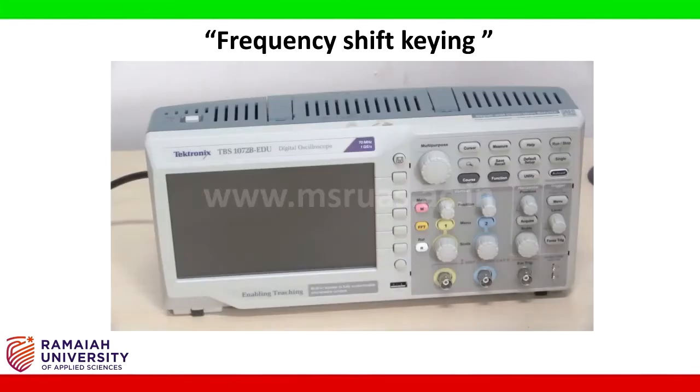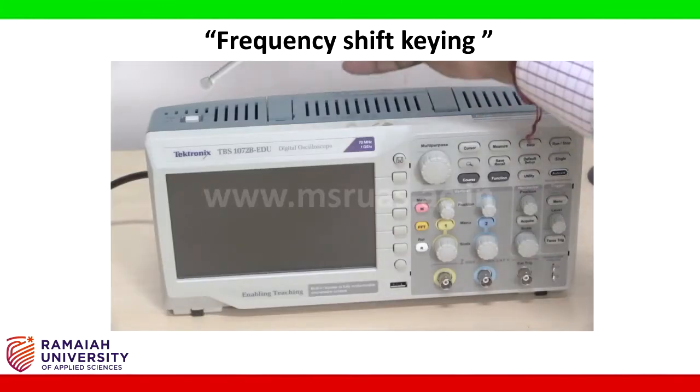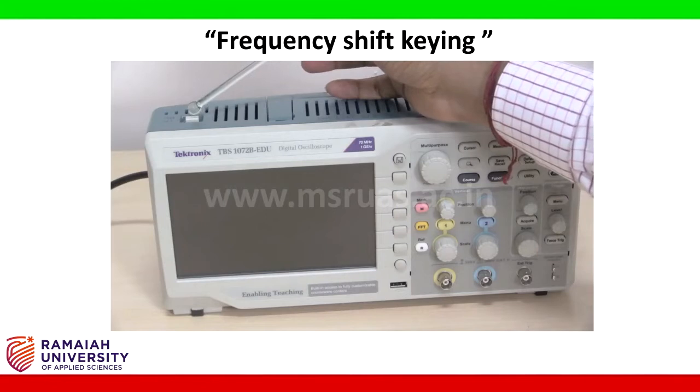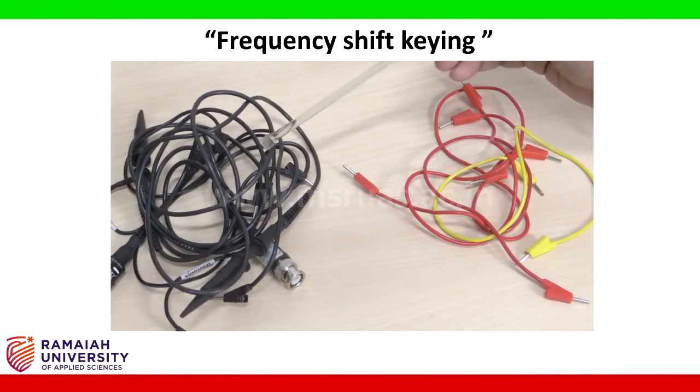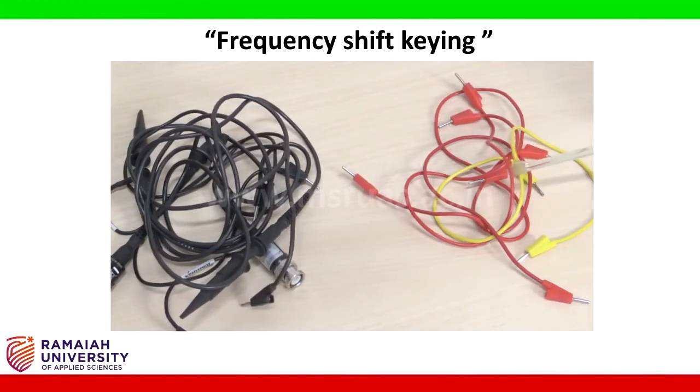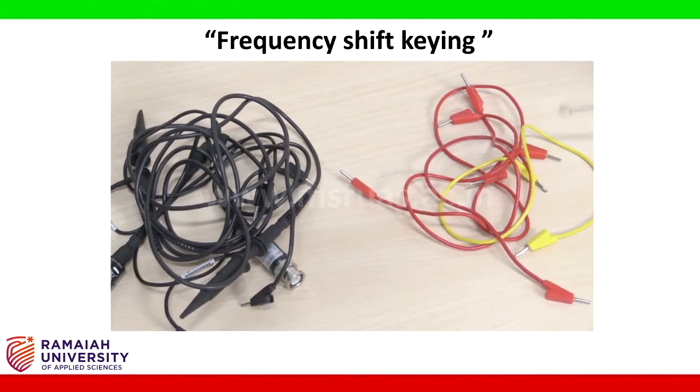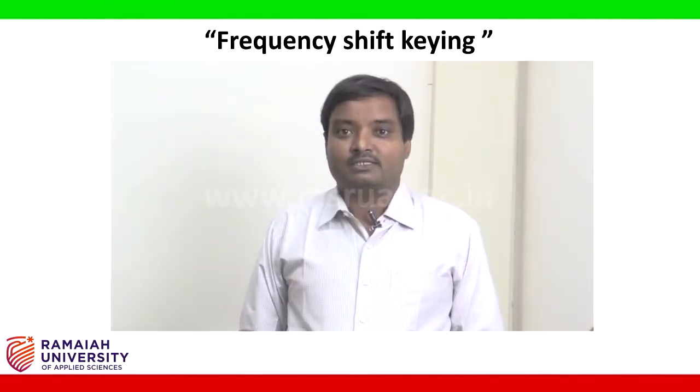This is the digital oscilloscope. The main power switch of this digital oscilloscope is this one, and this is a two channel oscilloscope, channel 1 and channel 2. These are the magnitude adjusting knobs and these are the horizontal position adjusting knobs, and this is the time scale adjusting knob. These are the connecting probes for the digital oscilloscope and these are the connecting wires for the Syntec 2151 board. Let us start the connections for FSK modulation and demodulation.